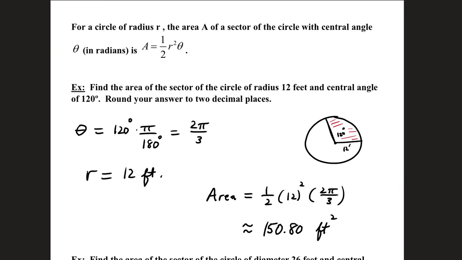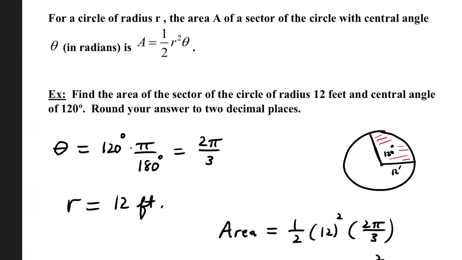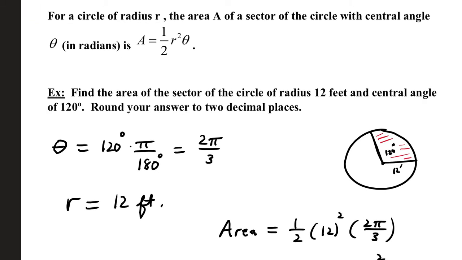For a circle of radius r, the area of a sector of the circle, or your piece of pizza, with a central angle theta in radians is given by area equals 1/2 times the radius squared times your central angle, that's in radians.